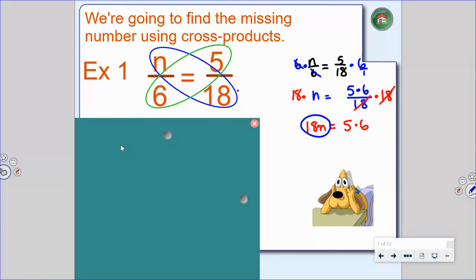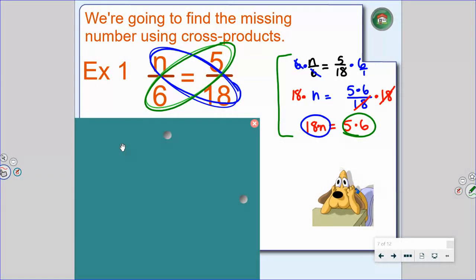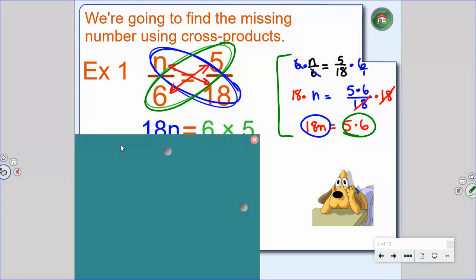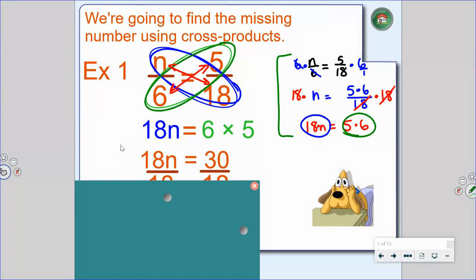18 times n. 5 times 6. This is not some magic method that some math teachers at some point in time made up. It really works using what we know about properties of equality and solving equations. The point here is that when we multiply diagonally, n times 18, 5 times 6, we can now set up a new equation, which we very quickly can solve.